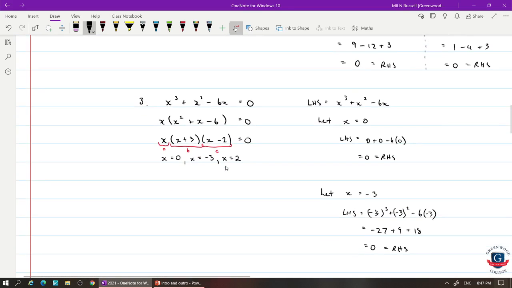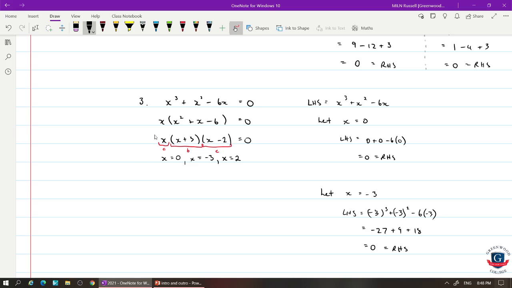Here's another example. This time we're going to take out a common factor first. So the common factor of our three terms is x, leaves us with x squared plus x takes 6. And then if we factorize our trinomial inside the bracket, we get x plus 3 x take 2. Now we have 3 terms, but null factor law can be expanded to include 3 terms. As long as one of them, 2 of them, or 3 of them are 0, we're going to get a solution.